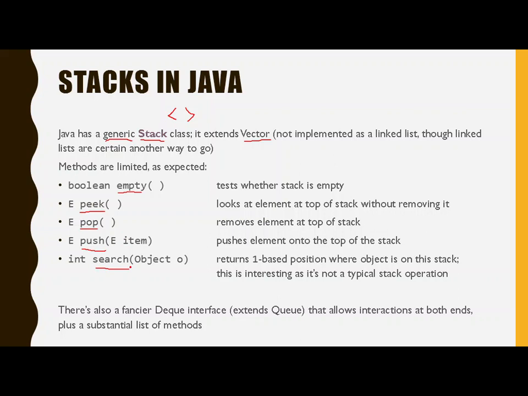Now, there's also a fancier one. There is a Deque interface, which extends Queue. So you can, in fact, use that interface, and it has a lot more, right? It interacts at both ends, and it has a lot more methods. But really, this is kind of what we want when we're learning stacks. We really want a basic set of methods so that we can really exercise our brains in a true stack context. So where are these used in computer science?